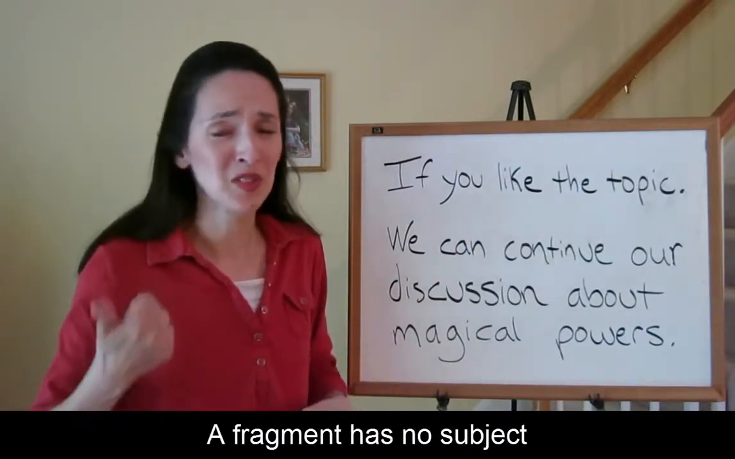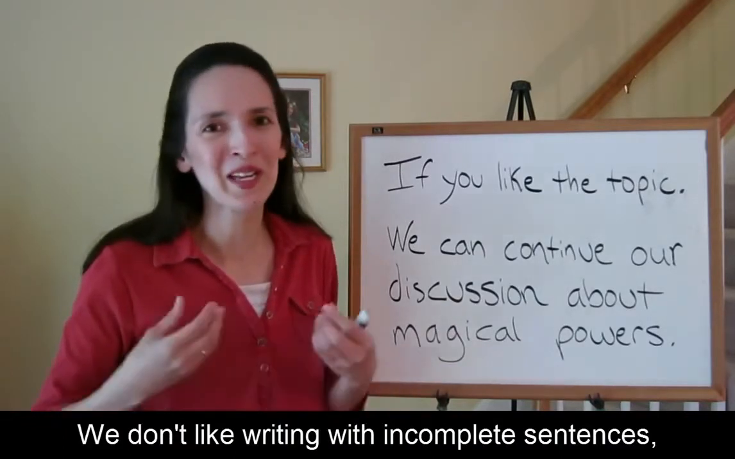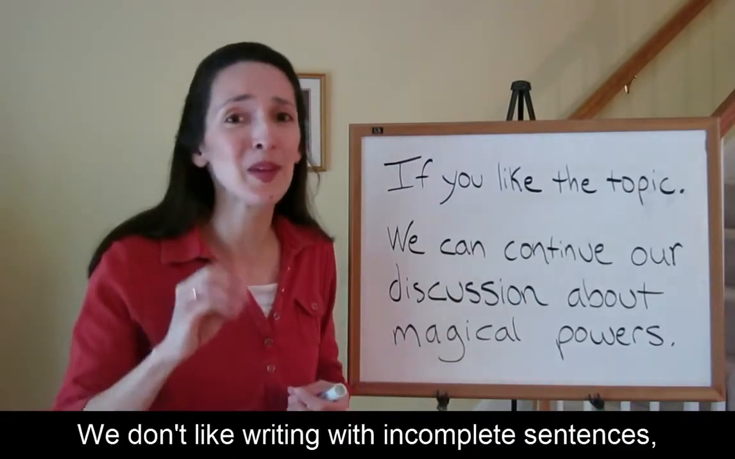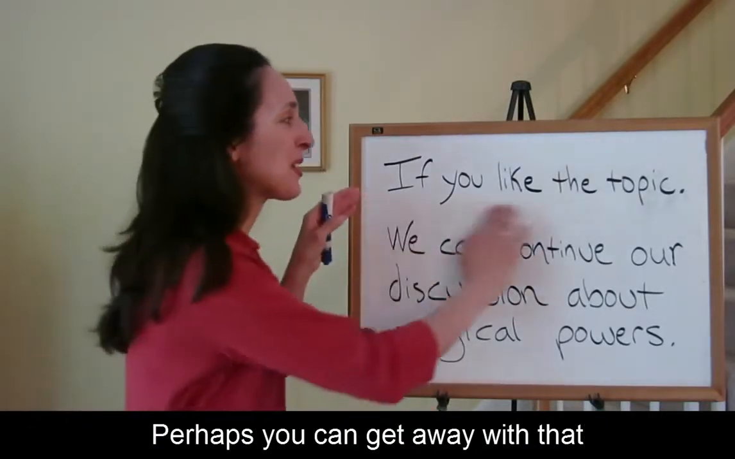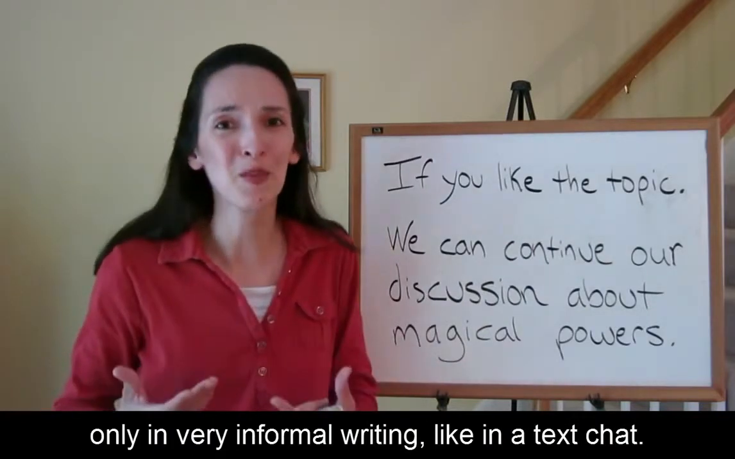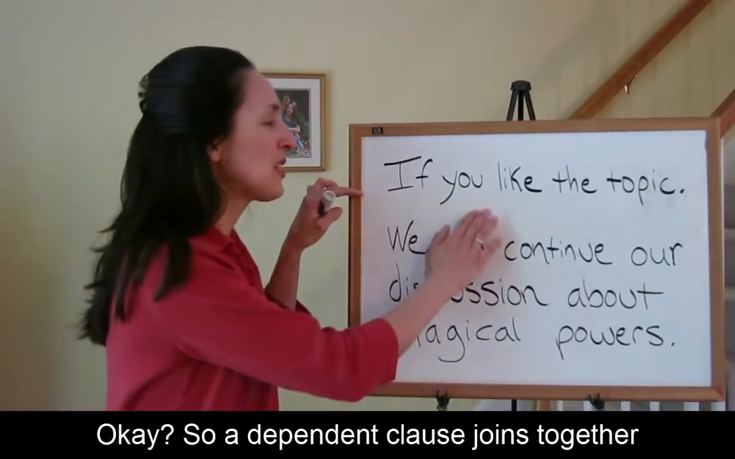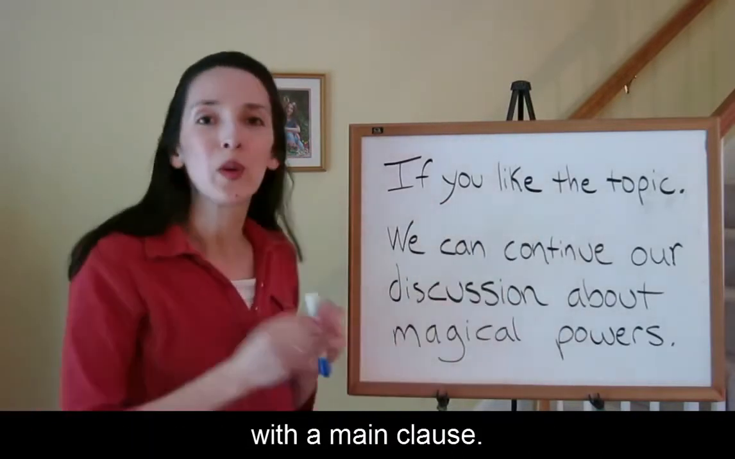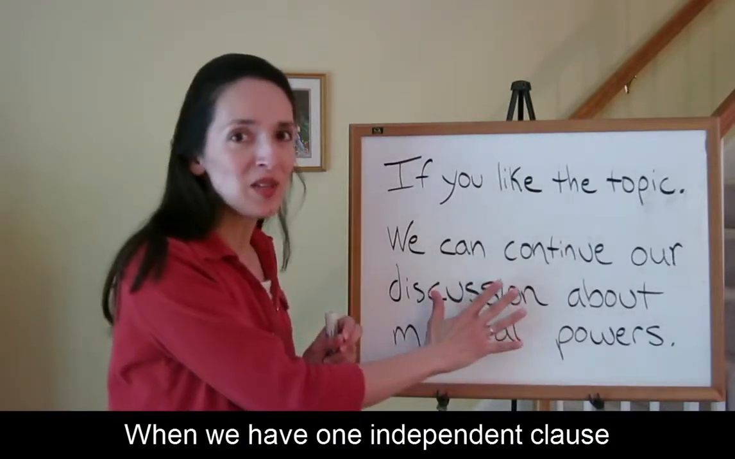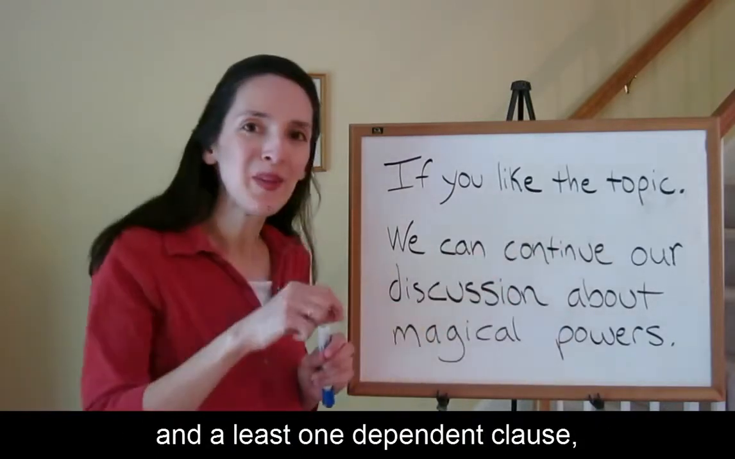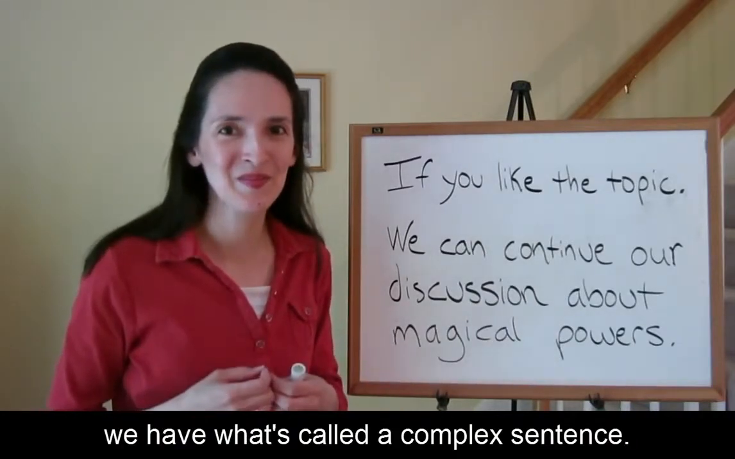A fragment has no subject or has no verb or has no main clause. We don't like writing with incomplete sentences, especially in business writing, academic writing. Perhaps you can get away with that only in very informal writing, like in a text chat. Okay? So a dependent clause joins together with a main clause. When we have one independent clause and at least one dependent clause, we have what's called a complex sentence.